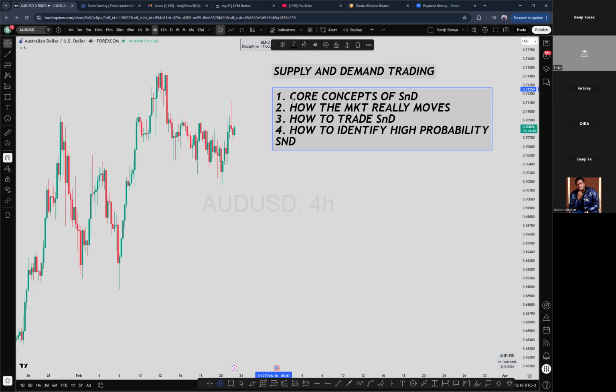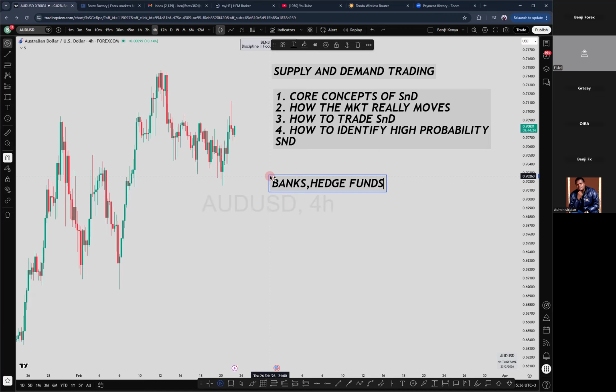So in simple terms, supply and demand is a smart money concept based on how big institutions trade. These big institutions, the sharks that people usually hear about, are the banks, the hedge funds, and the large financial institutions.